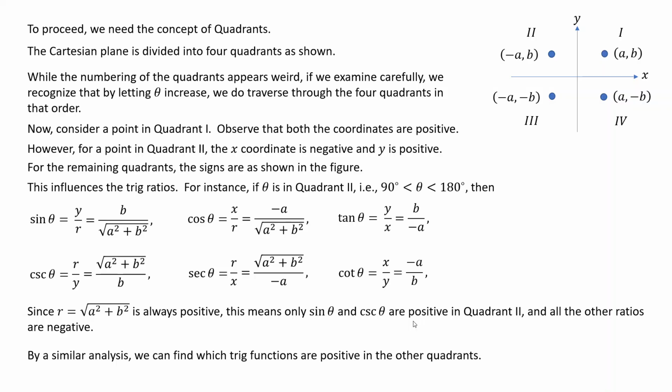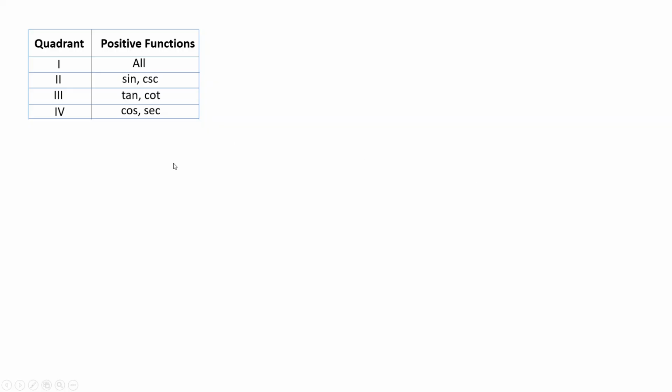And by a similar analysis, we can find which trig functions are positive in which quadrants. It turns out in the first quadrant, all the functions are positive. In second, sine and cosecant. In the third, tangent and cotangent. Fourth, cosine and its reciprocal secant. So if we remember this, all is this one.